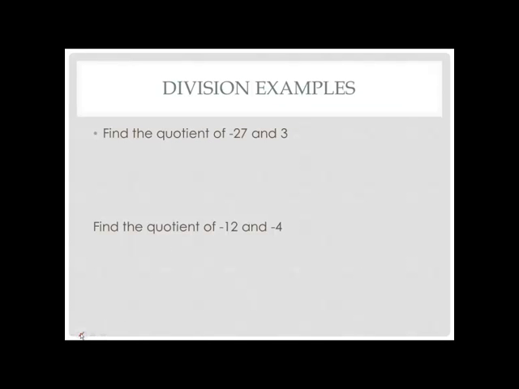Okay, so find the quotient. The key word, quotient, means to find the answer to division. So the quotient is telling me to divide these two numbers. Find the quotient of negative 27 and positive 3. So the first thing I notice is that they have different signs. I have a negative number and a positive number. So that tells me that the sign of my answer will be negative. It'll be negative 9.